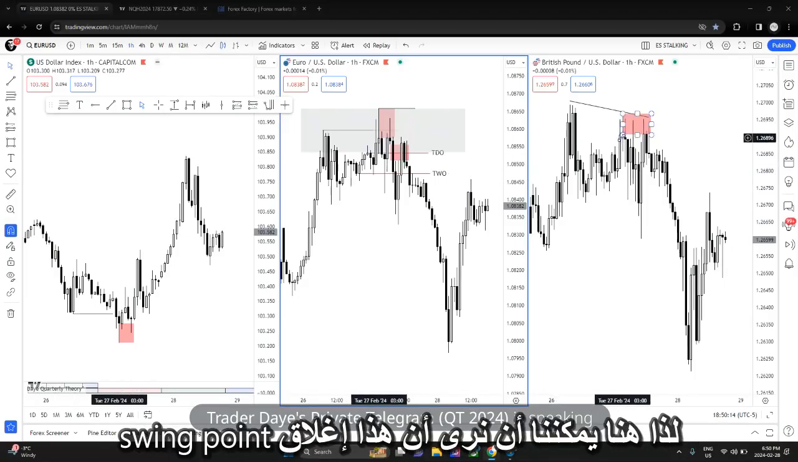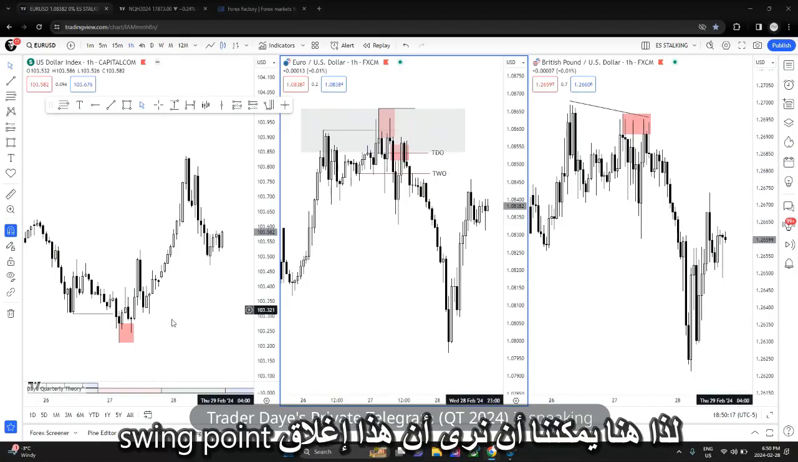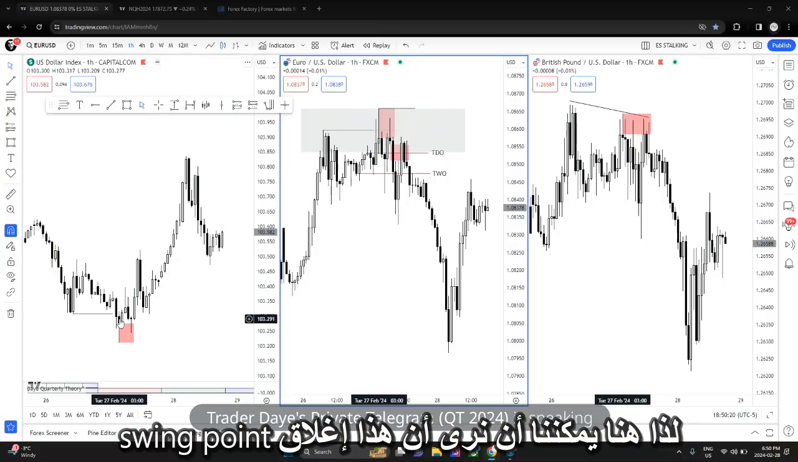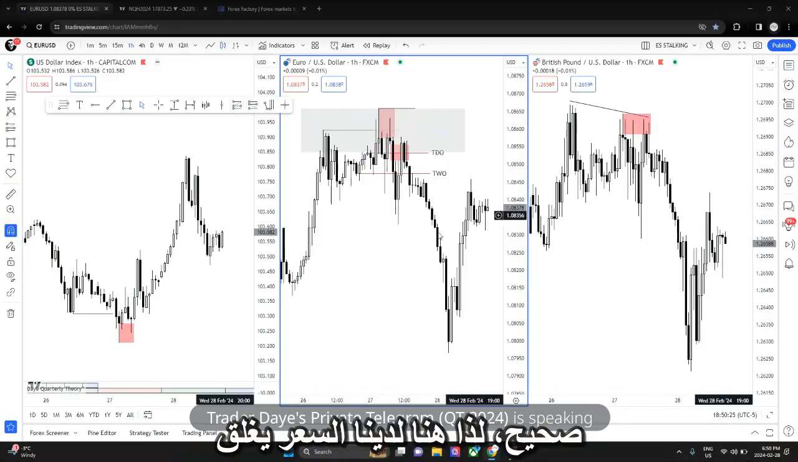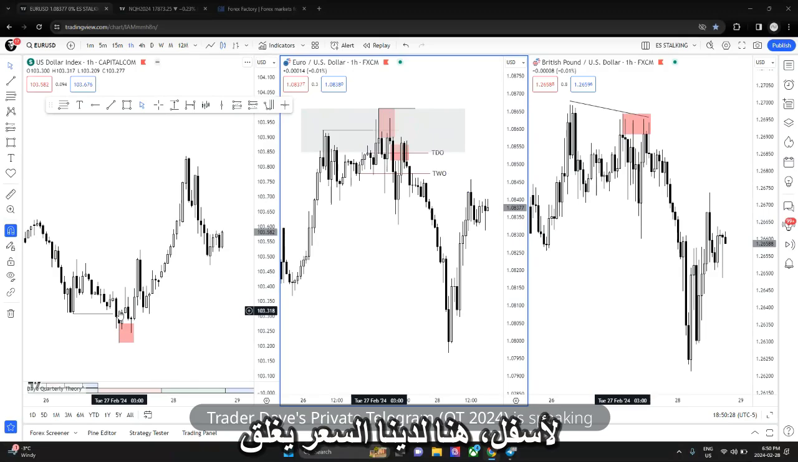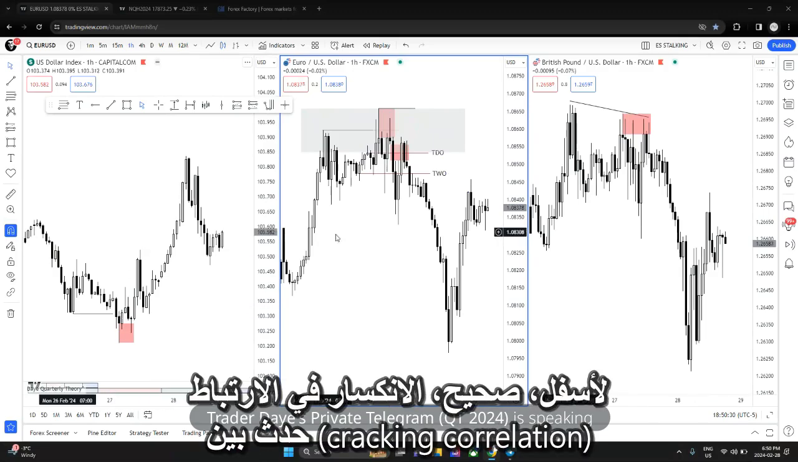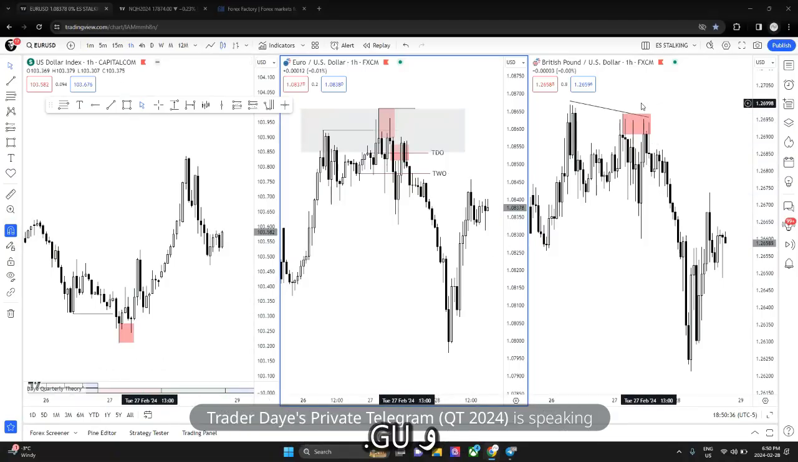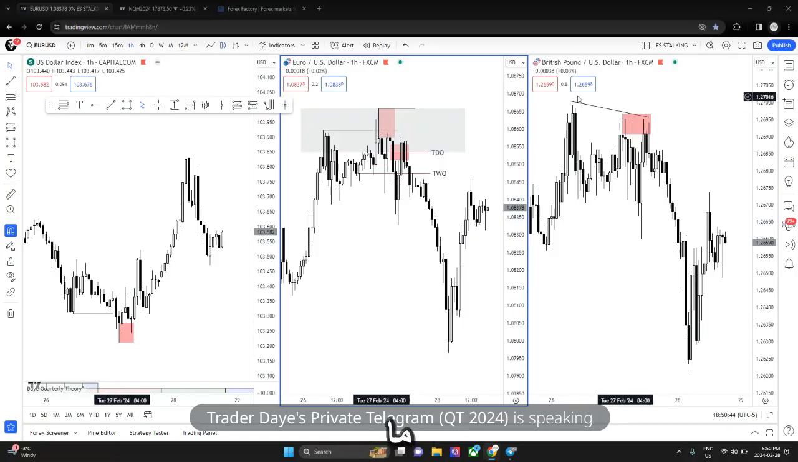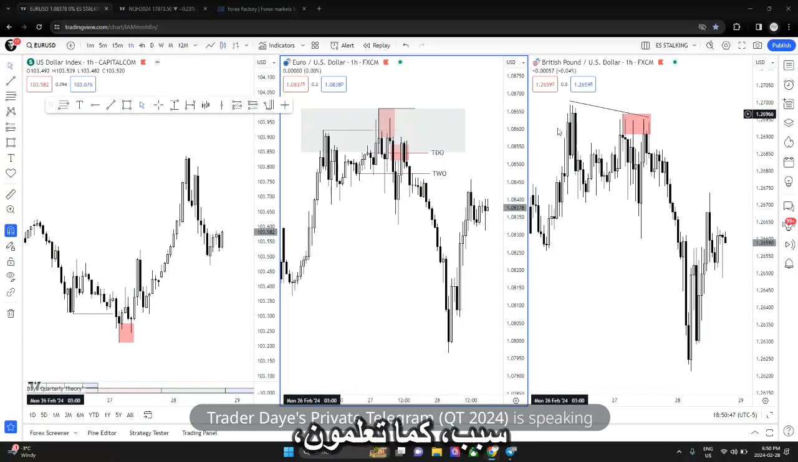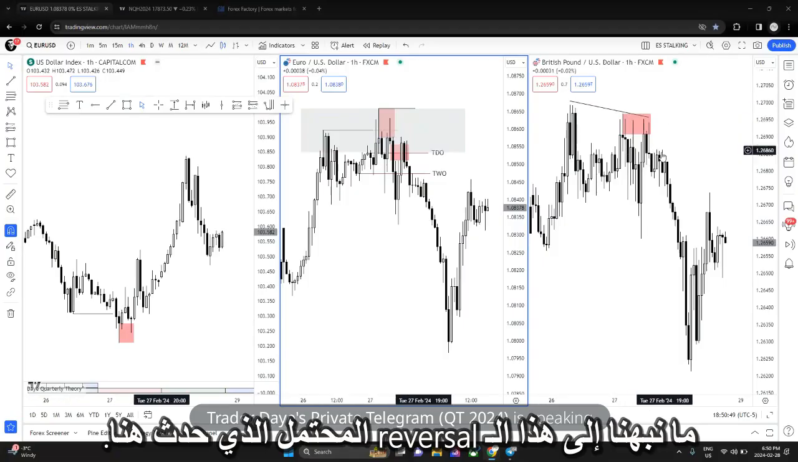So right here, we can see that this is a positively correlated swing point closure, right? So here we have price closing down. Here we have price closing down, right? The cracking correlation happened between DXY and GU and between EU and GU, right? So GU is what tipped us off to this possible reversal that happened here.